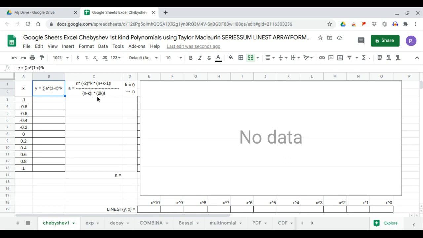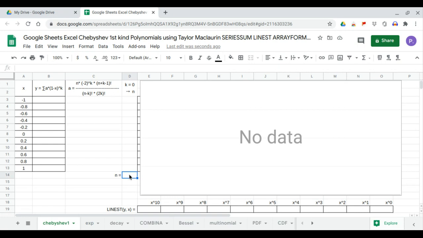k, where k is from 0 to n, and a, the coefficient, is n times negative 2 to the power k times the factorial of n plus k minus 1 all over the factorial of n minus k times factorial of 2k.